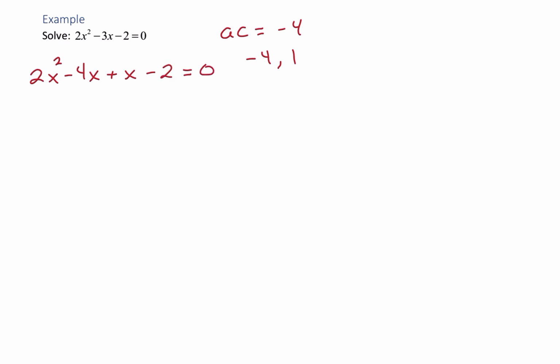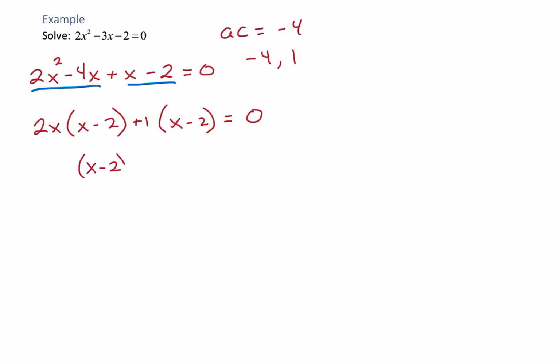Factor by grouping. Look at the first two terms. Their GCF is 2x. Factor out a 2x and you're left with x minus 2. Look at the last two terms. Their GCF is 1. Factor out a 1 and you're left with x minus 2. Continue factor by grouping. Notice that the parentheses are the same, so we can factor out x minus 2, leaving us with 2x plus 1 equals 0.